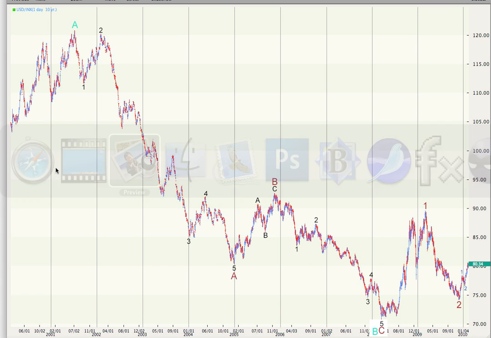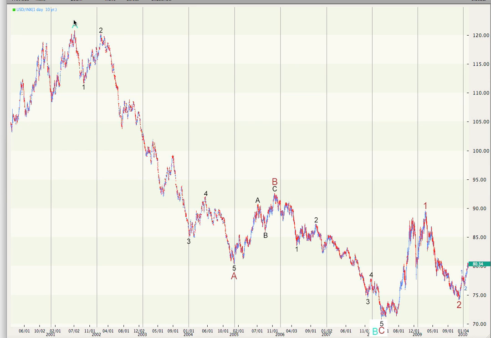Starting out this analysis with a reminder of the bigger picture, these aqua colours are cycle degree, and in this case on the index they've taken about 7 or 8 years to complete. We had 3 waves up for A, followed by a 1, 2, 3 waves down for B, whose end and lower point is lower than the start of A.